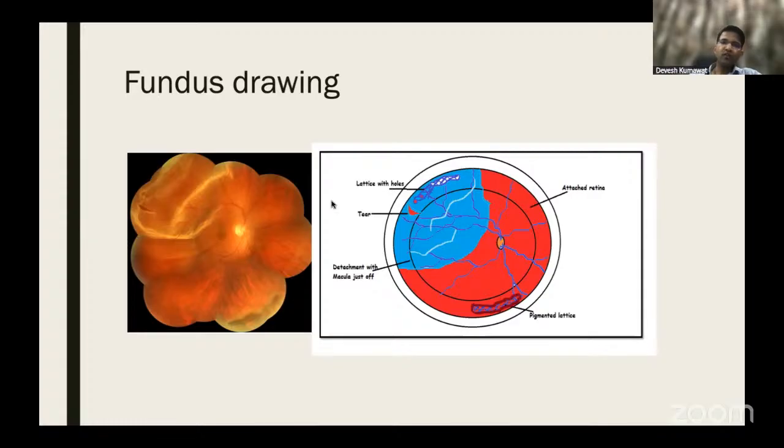You have holes which are marked by a blue outline with a red center, and then you have a horseshoe tear with blue margins, and there is a red interior of the horseshoe tear as well. Now, the macula is just off, and the plus sign is omitted here. But you have to show the plus sign also, either in blue color or in red color, depending on the foveal center involvement. If the foveal center is attached, then you depict it by a red plus, which is not visible in this case. But if it's detached, then a blue plus would be used to depict it.